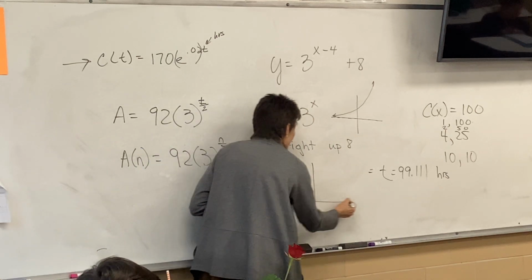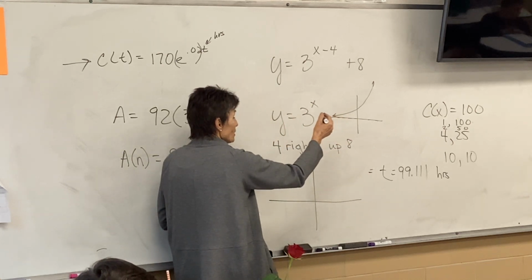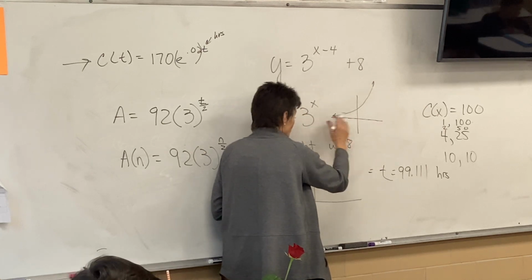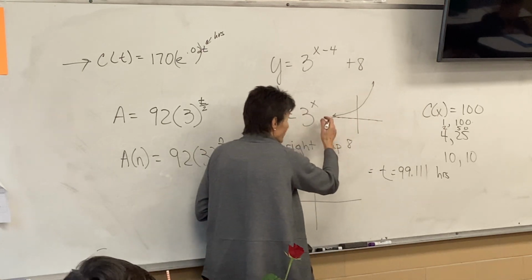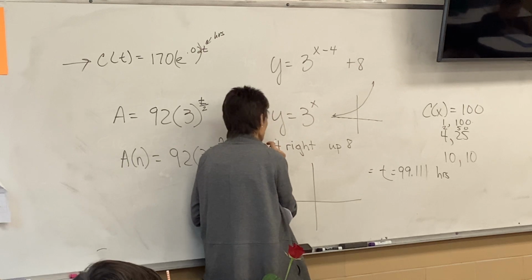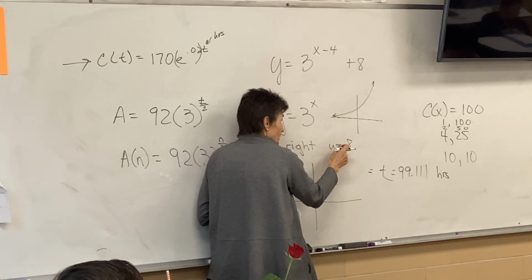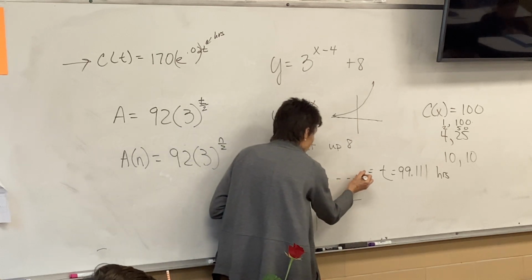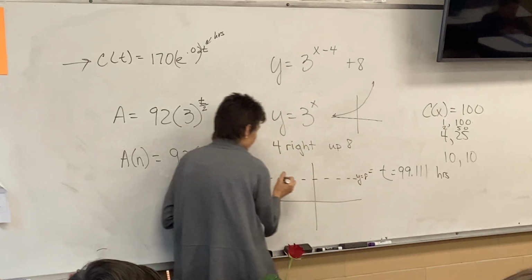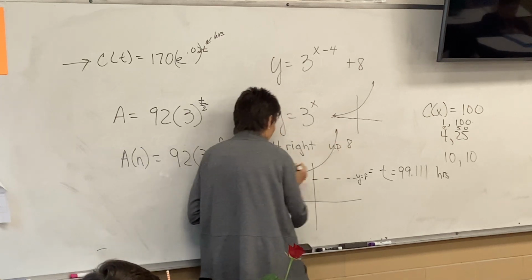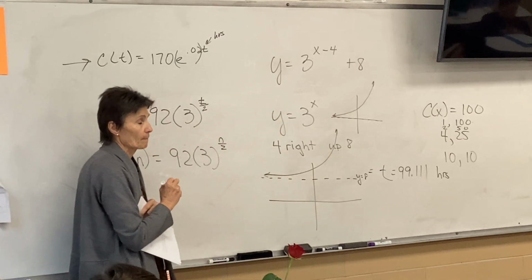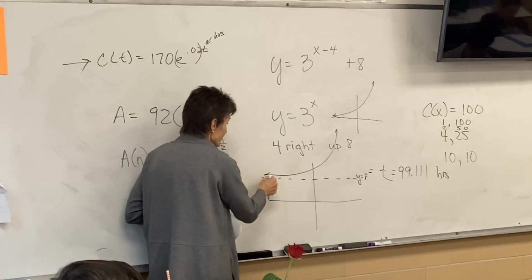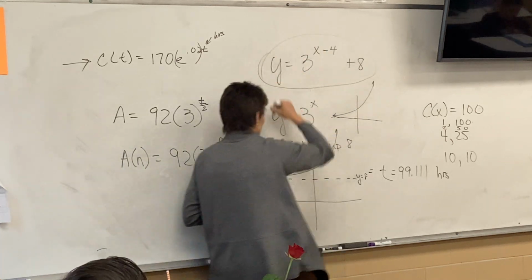Moving it 4 to the right certainly changes the individual points, but does it change this asymptote if I move to the right? No. How about this though? Does that change my asymptote? Yep. Now it's up here at 8. So this is what my guy looks like now. What's the domain and range of this function?